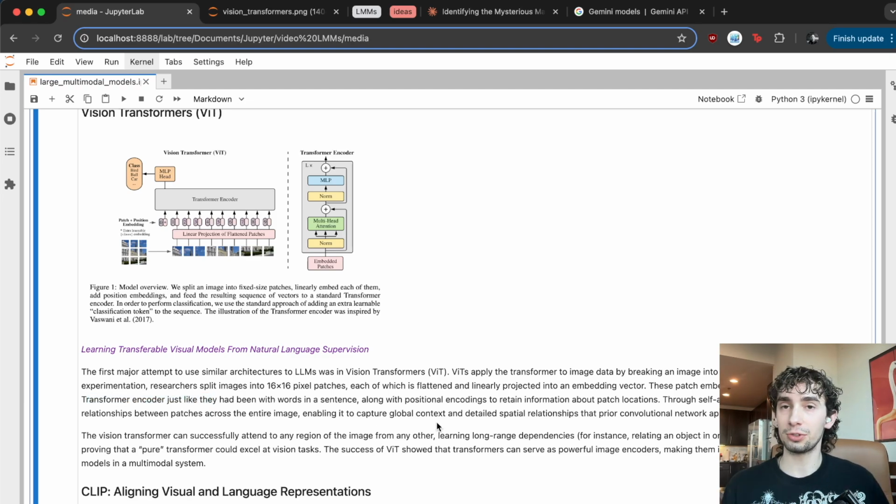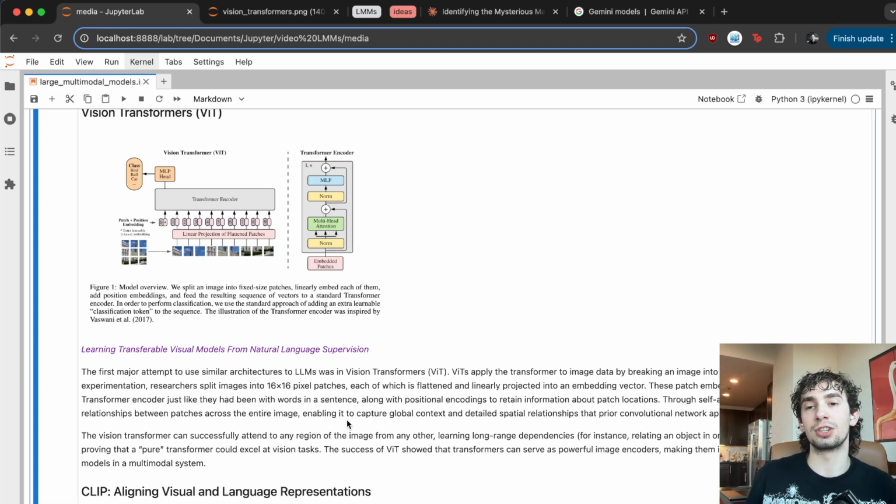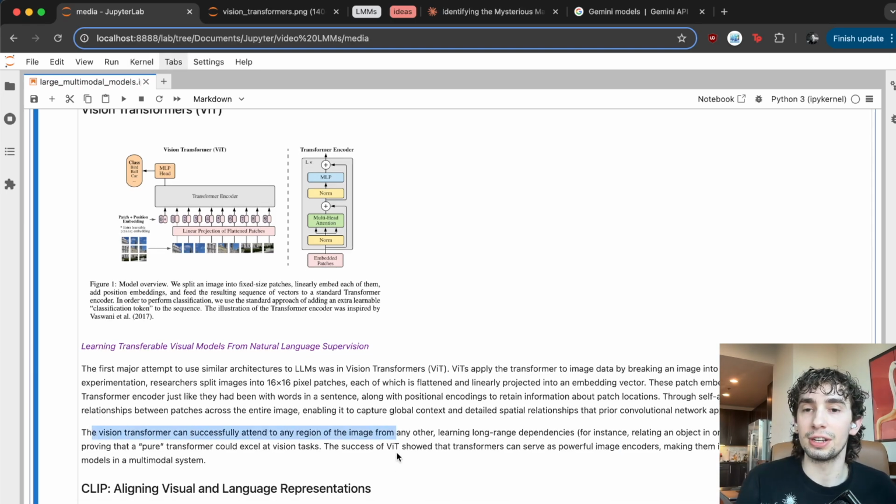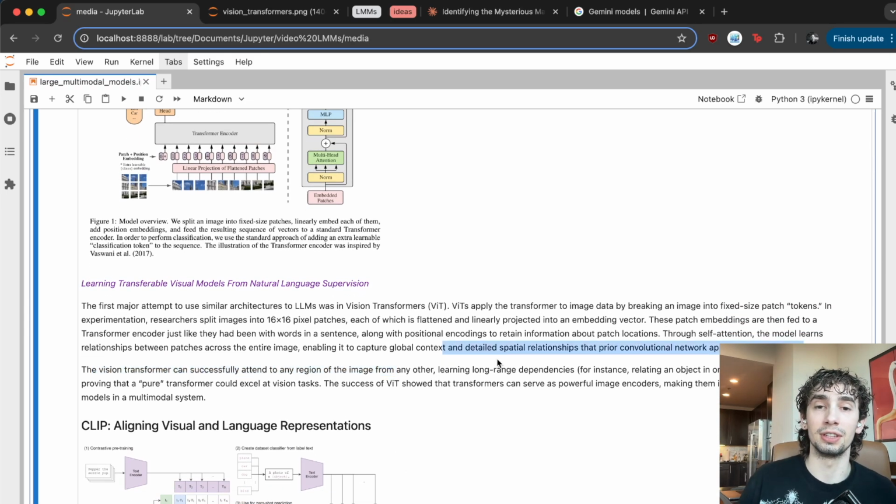And through the transformer's self-attention mechanism, the model actually learns, through its training, the different relationships between these patches across the entire image. Very similar to how it determines the relationships of words across a full sentence. This allows us to capture global context and detail different spatial relationships of how things are actually situated in our image. What was found then is that the vision transformer can actually successfully attend to any region of the image from any other. So what that means is that it can learn these long-range dependencies of content within the image.